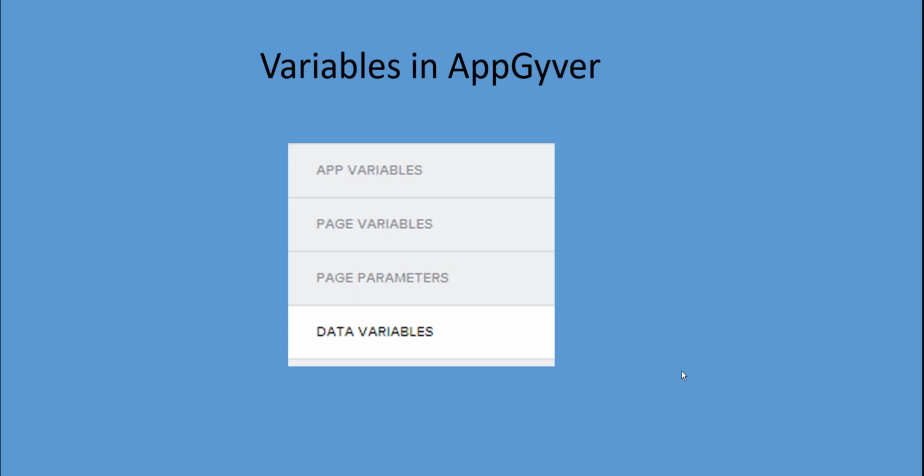To recap quickly, we covered four types of variables in AppGyver: app variables and page variables, both with similar characteristics, one available for the entire app and one available for the page. Page parameters, a simple way to pass data between pages, but only text type is available here. And last, data variables that basically automate the creation of often complex data structures received from external sources.